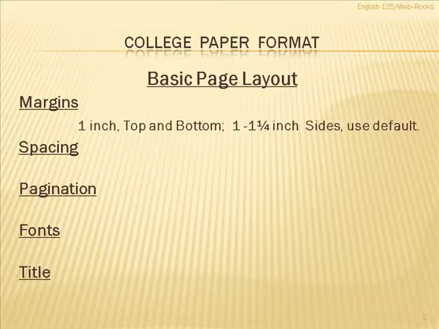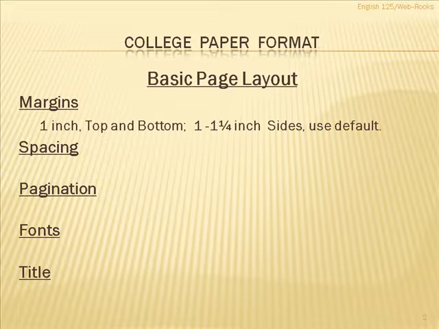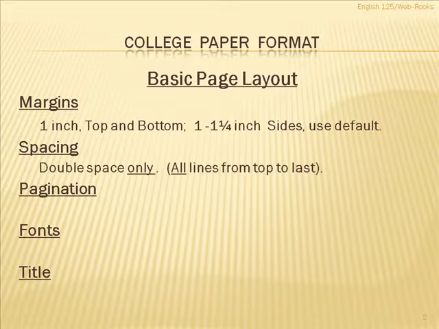First, with the margins. Your margins should be 1 inch on the top and the bottom, and 1 inch to 1 1/4 inches on the sides. You can use the default in MS Word or in WordPerfect. Those will work fine. As for the spacing, you want to double space your document. All your lines from the top to the very bottom to the very last line, you simply double space. There are very few exceptions to this.